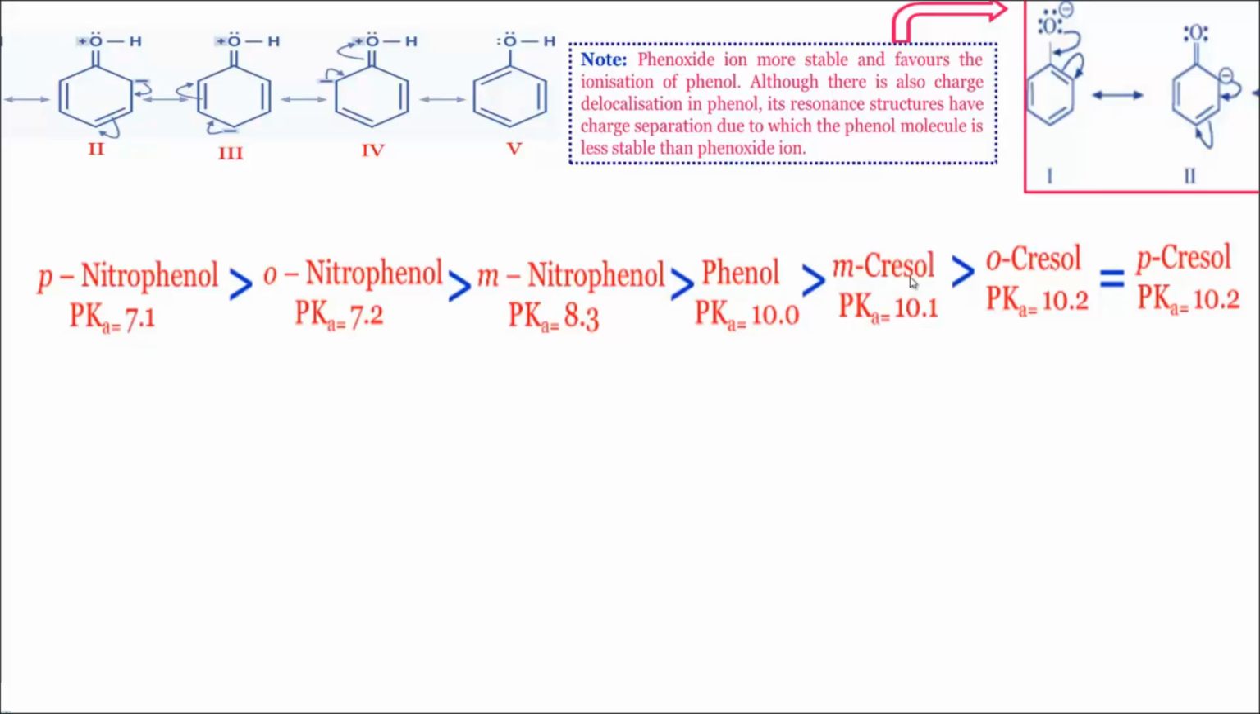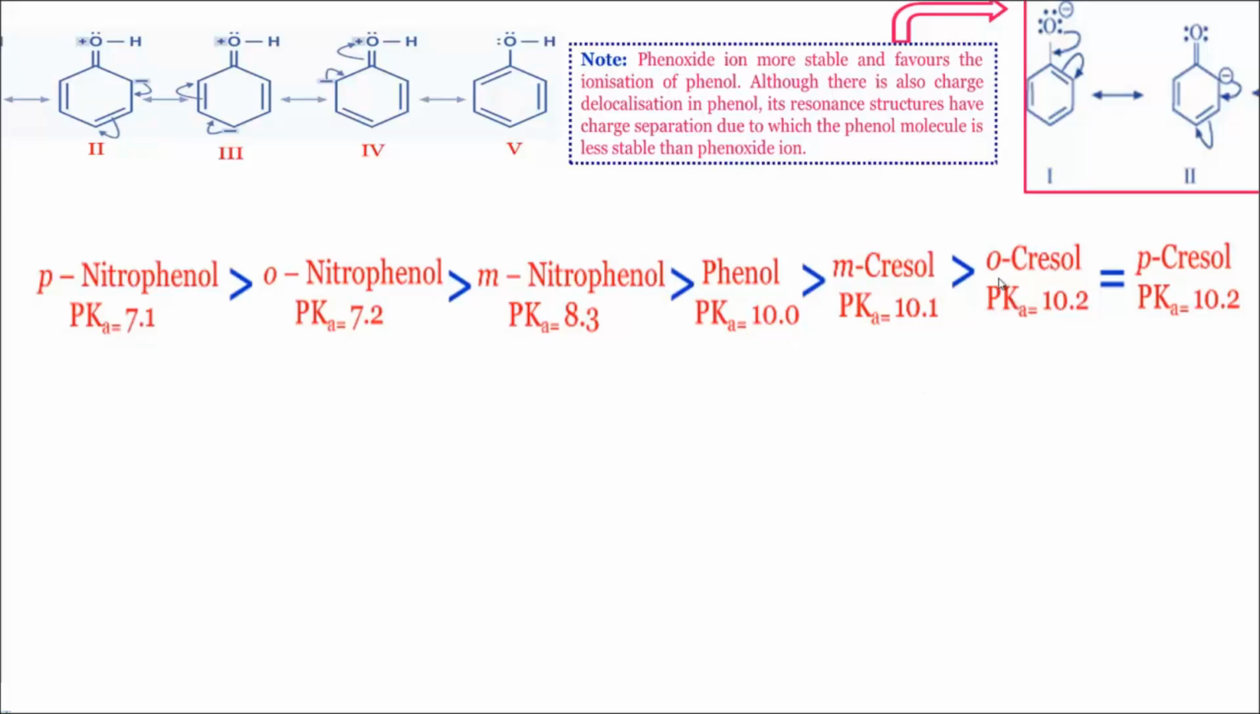Now let's look at the next one, meta-cresol. What is meta-cresol? To the phenol in the meta position, that is the 3rd carbon atom position, CH3 has got linked. What is the pKa value of meta-cresol? The pKa value is 10.1. So from 10 to 10.1, the value has increased. Therefore, meta-cresol is a weaker acid than even phenol.